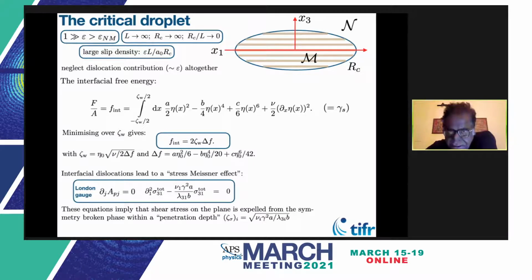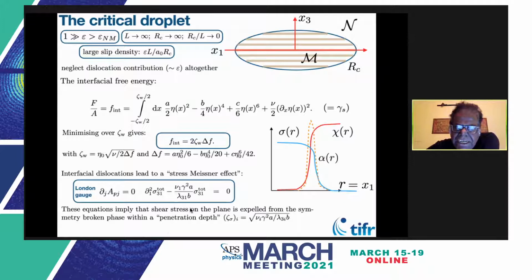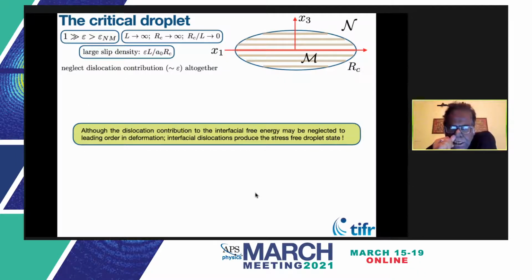And what happens to the dislocations? You have to take Kroner's equation, manipulate it a little bit, the algebra, and you can derive a Laplace equation for the stress. So I have written the Laplace equation for the one component of the stress. You can write it for the other component working on the slip plane, which is identical, and you can see that the stress is expelled within a certain penetration depth. So as the order parameter goes up, as you go inside the droplet, the stress goes down, and there are interfacial defects which appear at the same time. So although the dislocation contribution to the interfacial energy may be neglected to leading order, it is the interfacial dislocations which produce a stress-free droplet in the first place. Okay, so this is the theory.